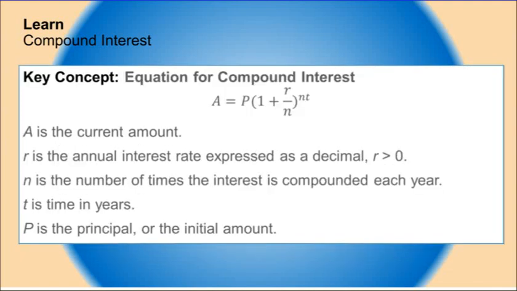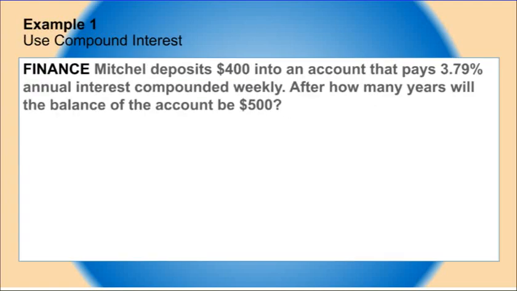So the formula for compound interest would be A equals P times (1 plus the rate divided by n), the n representing the number of times it's being compounded, raised to the nt power. Just note that the t in time is the time in years. So let's take a look at an example.